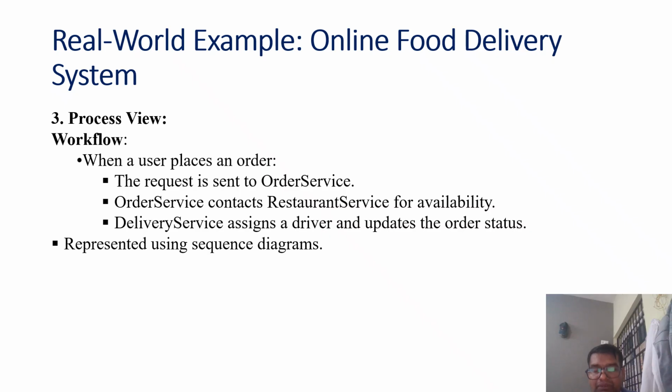Normally we order through Swiggy, Zomato, Uber. These are the apps we normally use for online food delivery. We can represent the process view with the help of a sequence diagram. And we can also use other diagrams like the communication diagram and activity diagram for the process view.